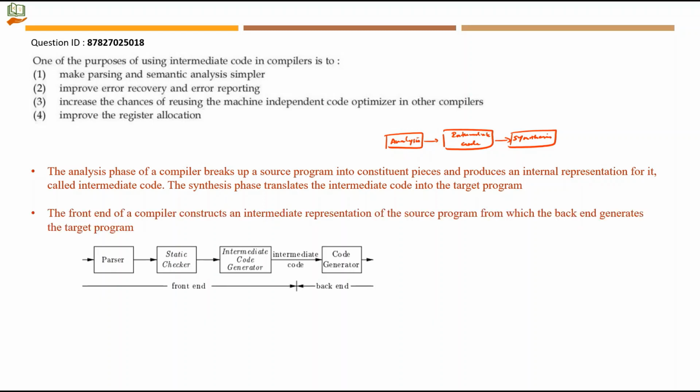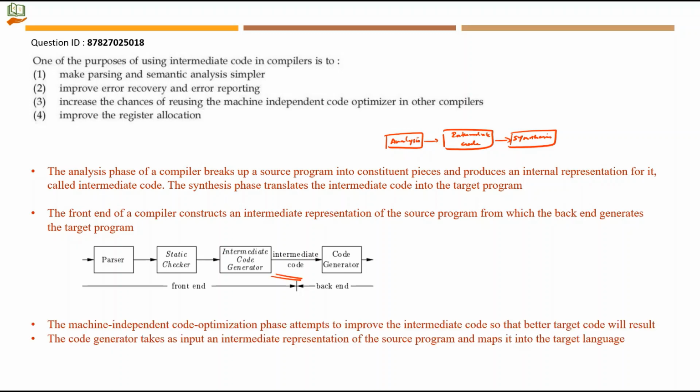Front end of a compiler constructs an intermediate representation of the source program from which the back end generates the target program. So they have mentioned the front end and back end here and where the intermediate code exists. The machine independent code optimization phase attempts to improve the intermediate code so that better target code will result. The code generator takes as input an intermediate representation of the source program and maps it to the target language.